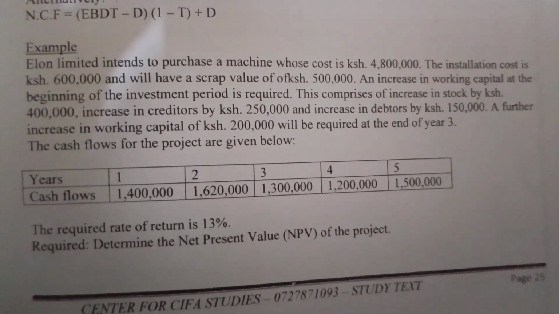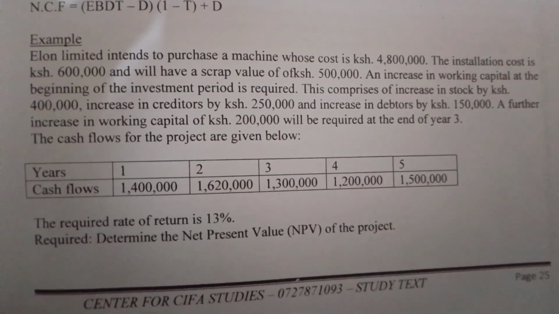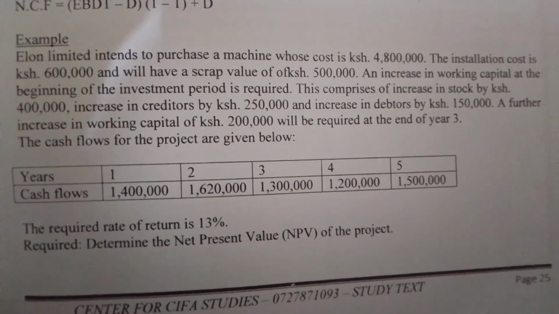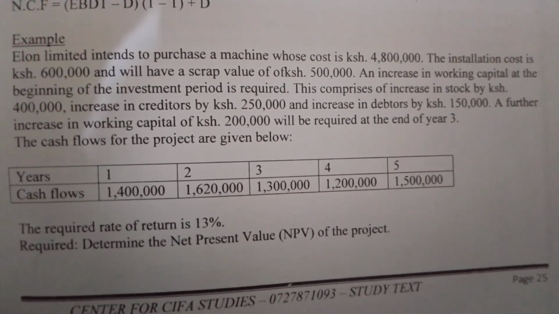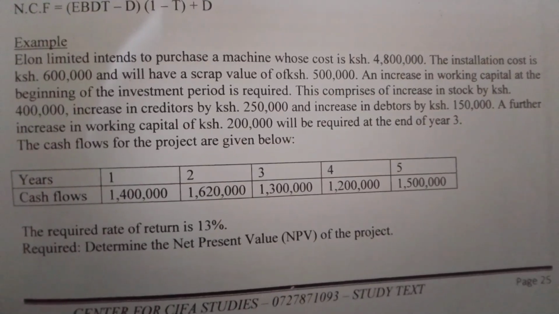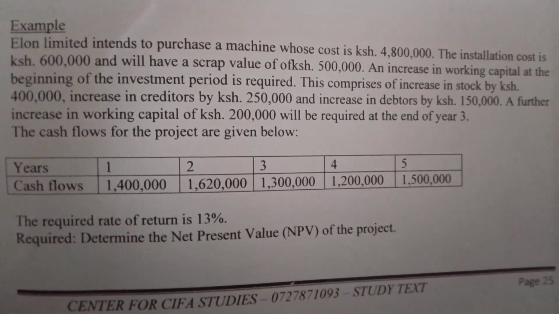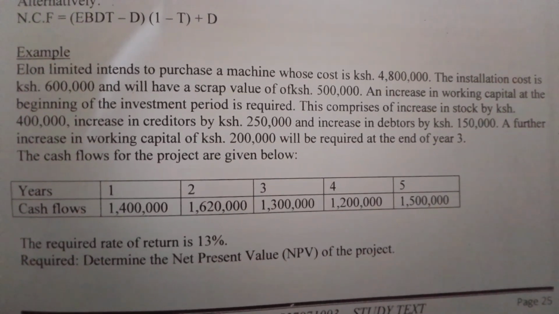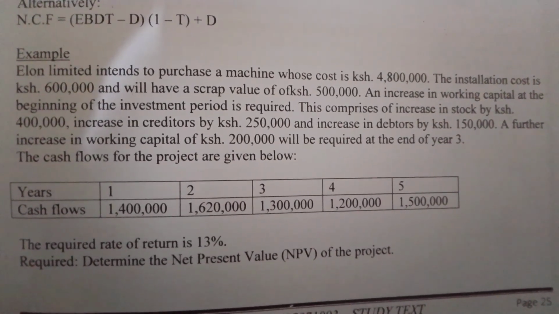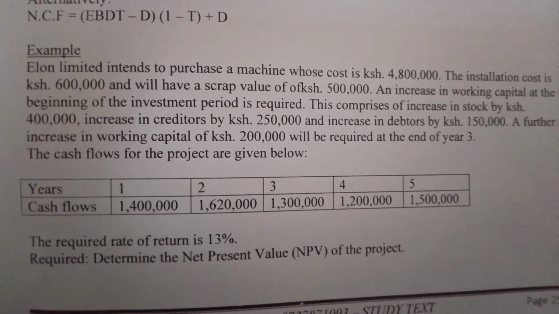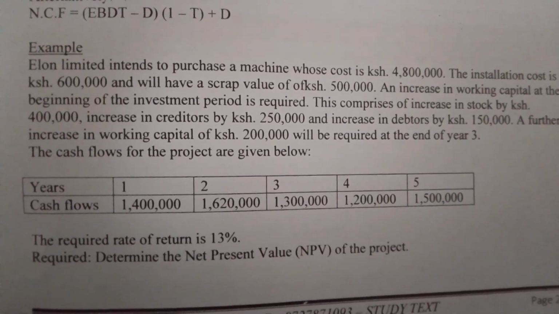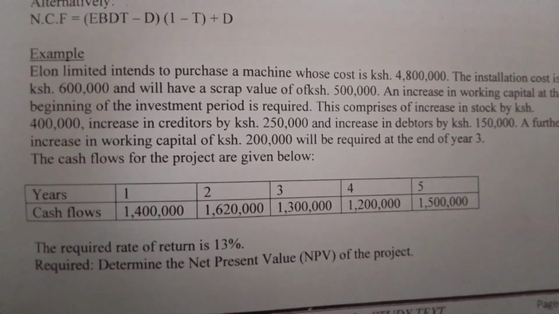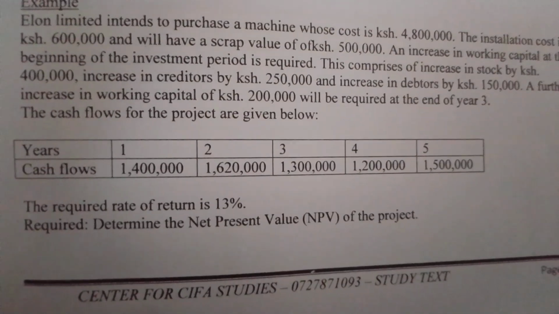The cash flows for the project are given below. Years 1 to 5: year 1, 1,400,000; year 2, 1,620,000; year 3, 1,300,000; year 4, 1,200,000; year 5, 1,500,000. The required rate of return is 13%. Required: determine the net present value of the project.